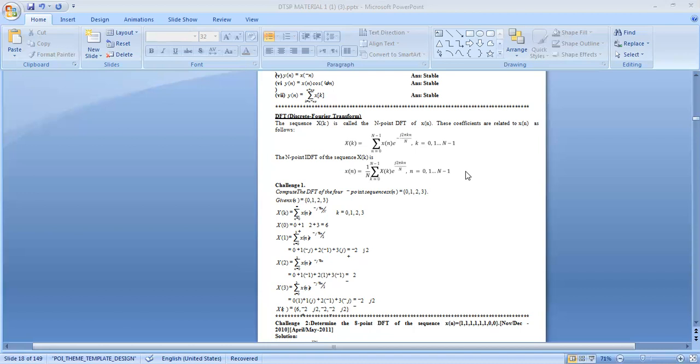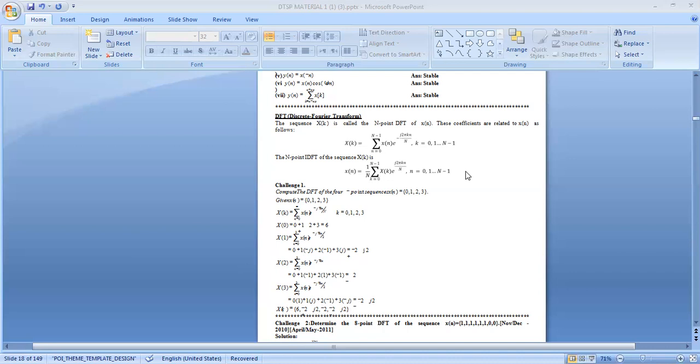The value of k will be 0, 1 up to N minus 1. With N being 4, 4 minus 1 is 3, so k will be varying from 0, 1, 2 and 3. What is the formula for calculating DFT? X of k is equivalent to the summation n equals 0 to capital N minus 1 of x of n e power minus j 2 pi k n by capital N. Since capital N is 4, you can cancel out 2 by 4, which will be equivalent to 1 by 2.